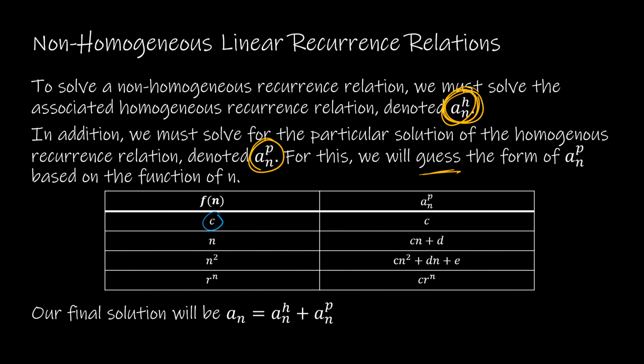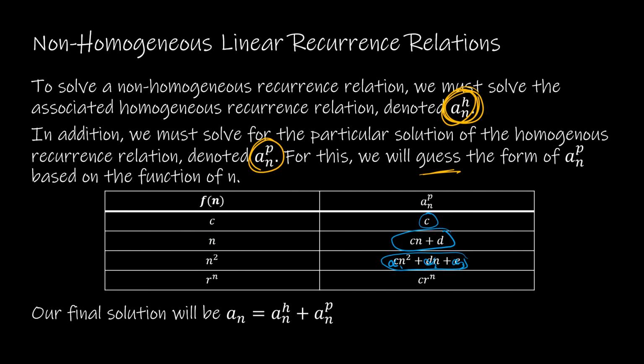This is saying if your function is a constant, then that's going to be the form of your particular solution. If your function is n, or something times n, you're going to have cn plus d. It's going to be linear. If you have something that's a quadratic, you're going to have cn squared plus dn plus e. And again, this could be alpha 1, alpha 2, alpha 3, however you choose to write it.